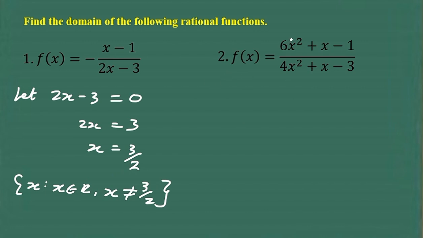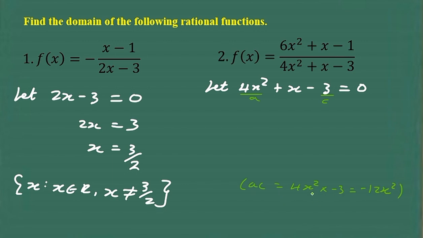We have here 6x squared plus x minus 1 all divided by 4x squared plus 4x minus 3. We always have to set the denominator to 0. So we say, let 4x squared plus x minus 3 equal 0. And this is a quadratic function, right? So here is the term a, and this is going to give us the value of c. If we find the product ac, this is 4x squared times minus 3, which is equal to minus 12x squared.